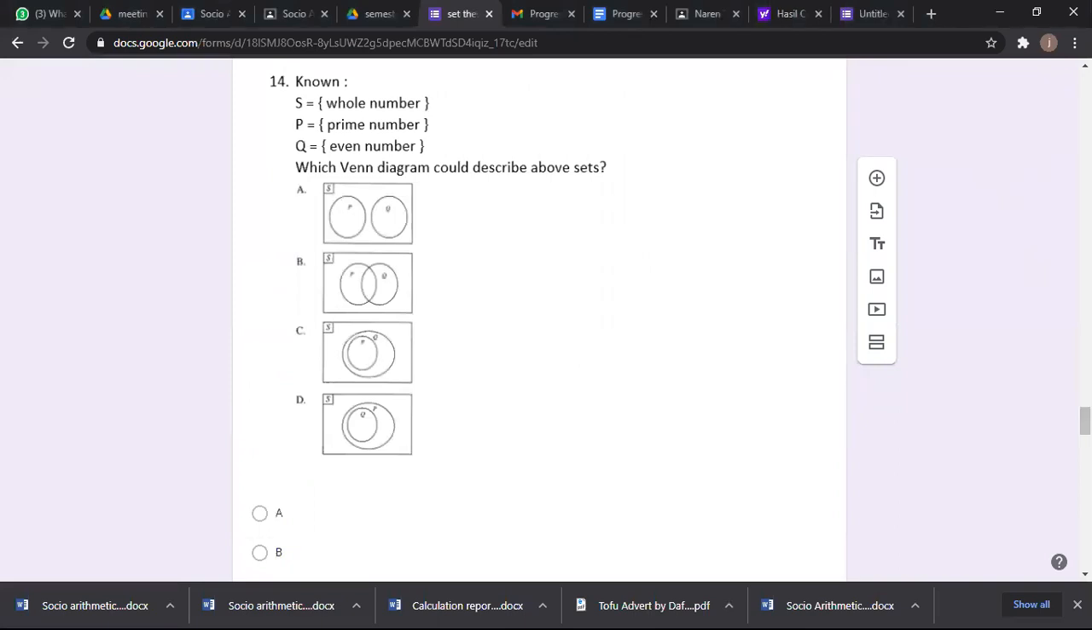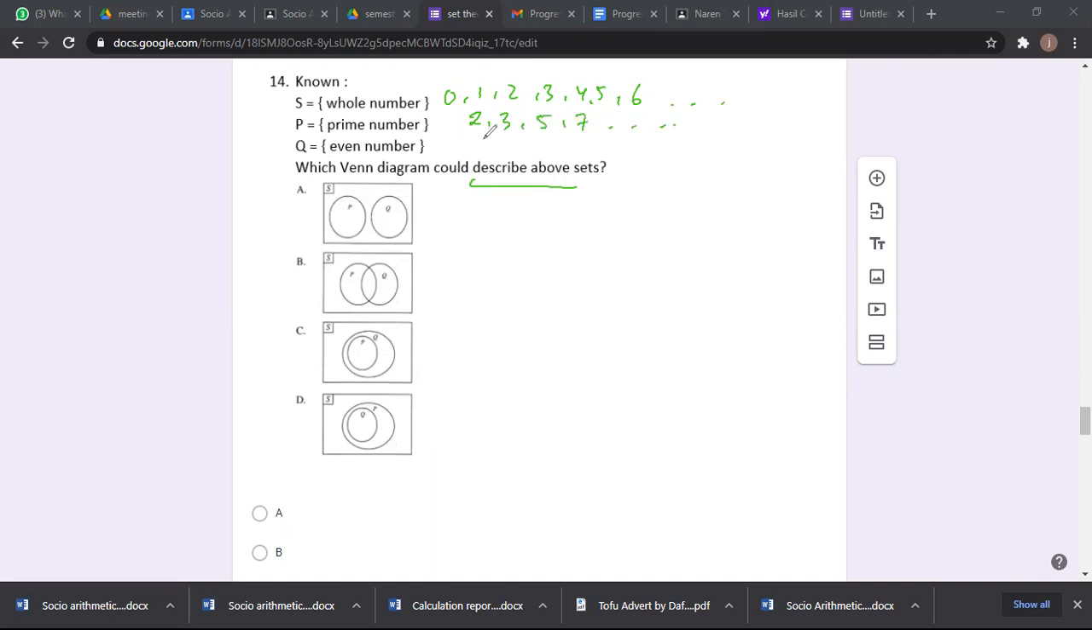Next, we move to this one. How can we describe this one? The whole number, they have prime number and we have even number. How can we perform the Venn diagram that describes that set? If I want to write all the members, the whole number will start with this one, and then the prime number we start with 2, and then the even number starts with 0.